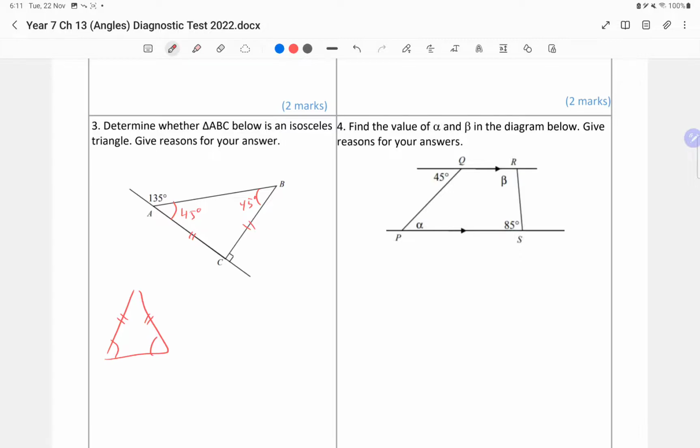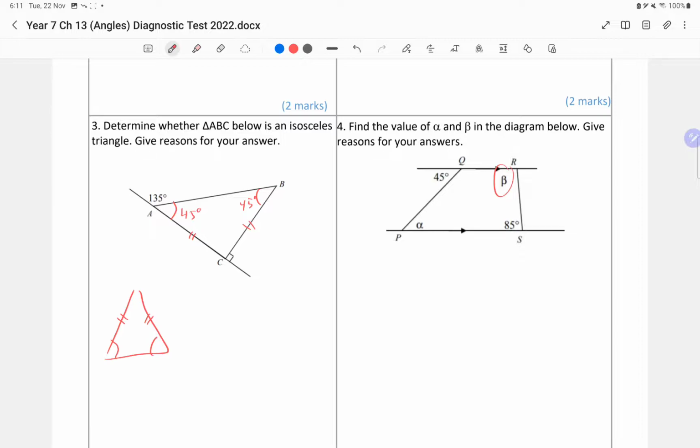Okay, alright. Now, alpha and beta for question 4. I think this one will be a little bit trickier. What's the answer for beta? Okay, what's the theory? Again, two parallel lines. Is it an alternate angle or co-interior? Co-interior. So, what about co-interior angles? They add up to 180. Yep. So, what's beta?